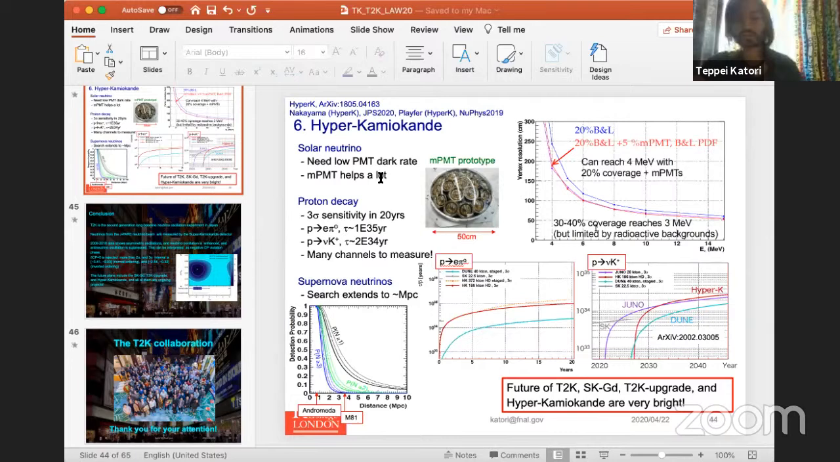And also the photocathode coverage is now not enough, so we are developing a new device. That's how we try to reach this target of a 4 MeV threshold for solar neutrinos. Then we can see this upturn of the MSW. And for supernova, we already assume 10 MeV, and I don't know much detail of this.